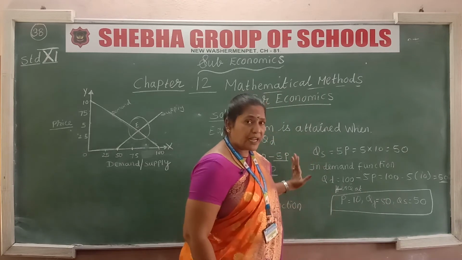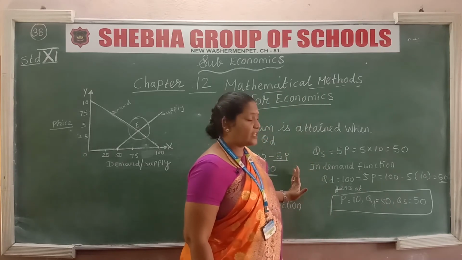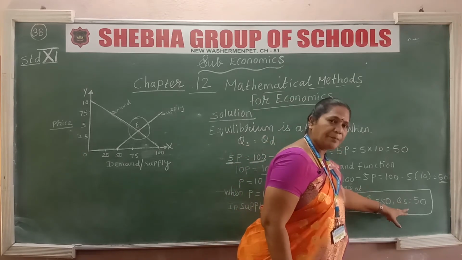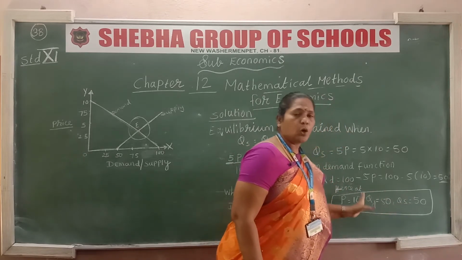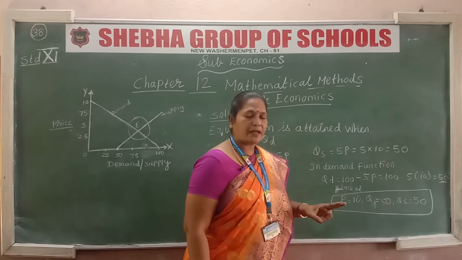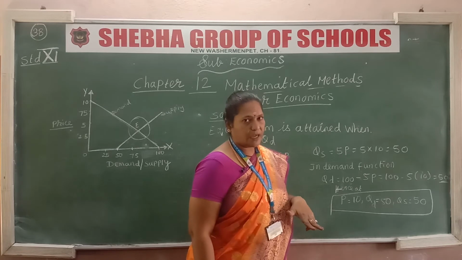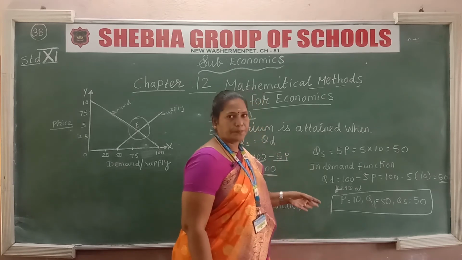So what did we learn from this? Understand that the quantity demand and the quantity supply are the same. Quantity demand and quantity supply are both the same, so when the two points meet, we call it the equilibrium. Okay? Is it clear? Okay.